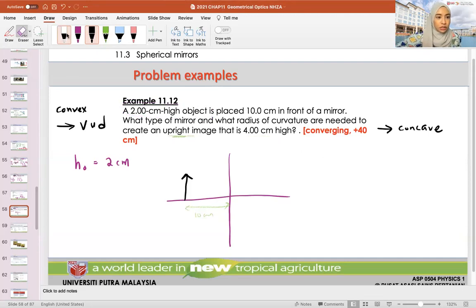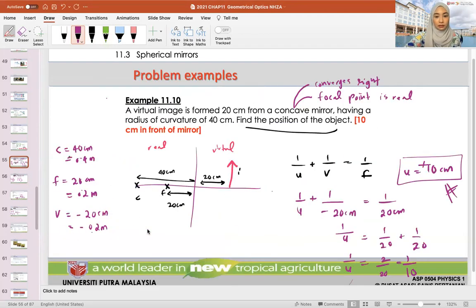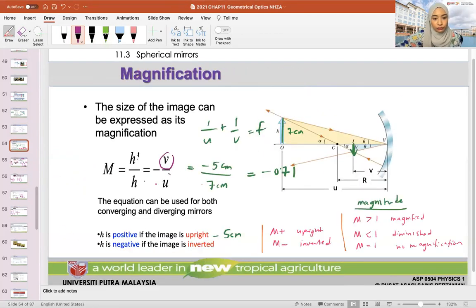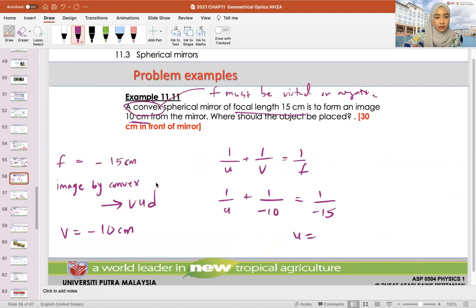2 centimeter high object, that is your HO. And your HI is going to be 4 centimeter upright. So dia positive 4 centimeter. What radius of curvature are needed to create an upright image? So we know our equation magnification is equal to HI over HO equals to minus V over U. Confirm balik. Okay, it's this one. V over U. This guy, image, V. This guy, object, U. Kena sama.